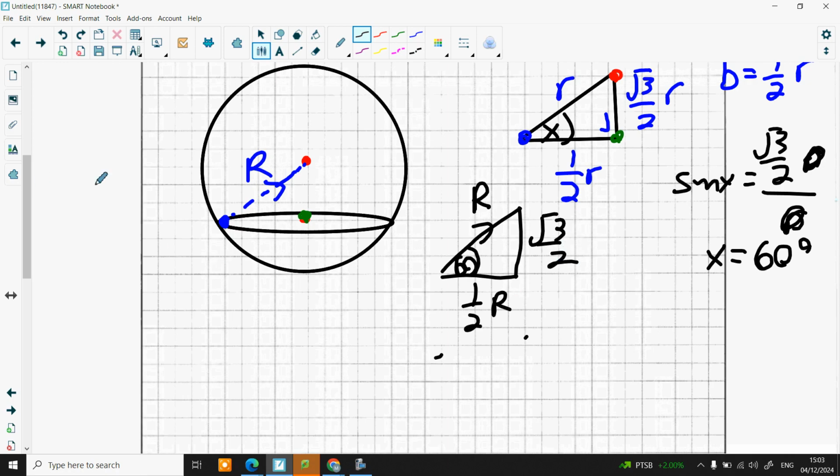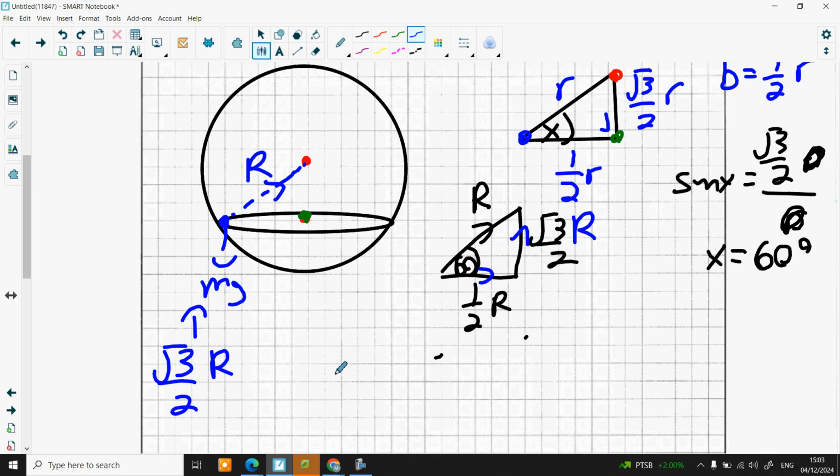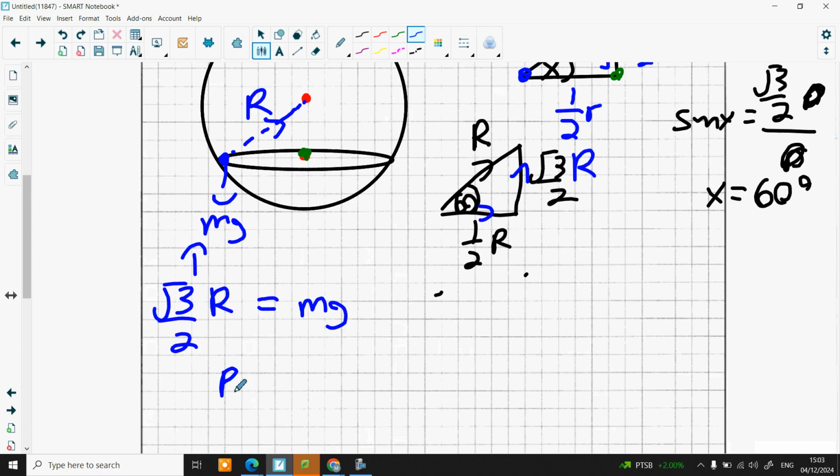Now, let's do force up versus forces down. So what's the force going up again? Anybody? Force going up? Anybody know? Root 3 over 2 R, okay, it's going up. What about going down? mg. And we can now say that R equals what? 2mg all over root 3. We cool with that?